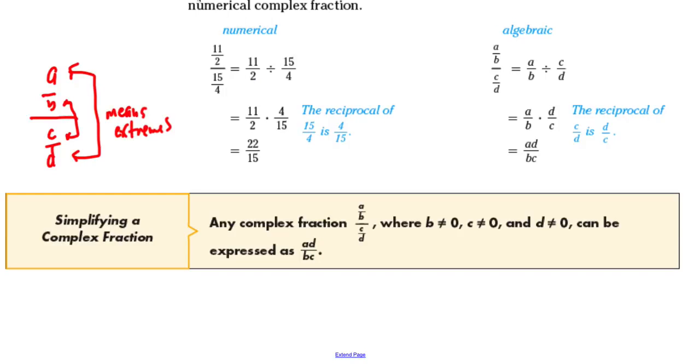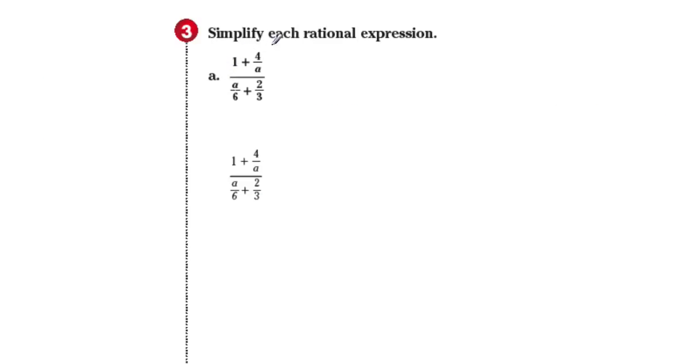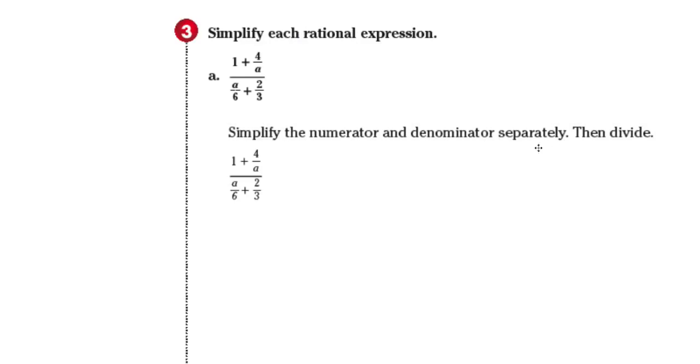So let's take a look at example number 3 and see how this works. Example number 3, you want to simplify each rational expression. So you have 1 plus 4 over a, all over a over 6 plus 2/3. What you want to do is simplify the numerator and denominator separately, and then we simply divide. Okay, so we copy the problem down, and then we want to simplify the numerator and denominator separately.